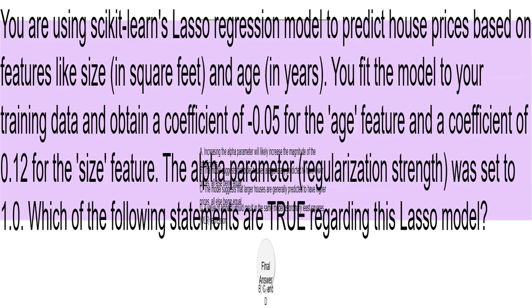I'm using the lasso regression model from the scikit-learn library in Python to predict house prices. The model gives me coefficients for age, -0.05, and size, 0.12, and I set the regularization strength, alpha, to 1.0.